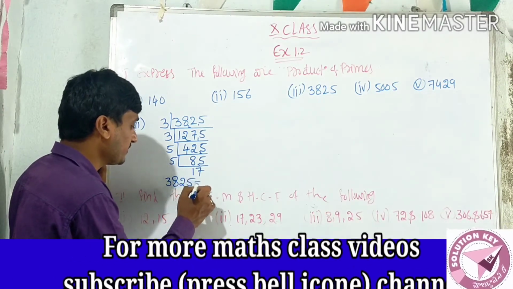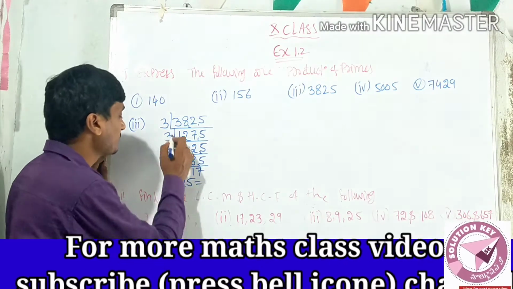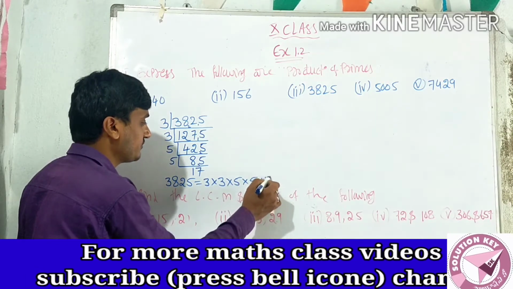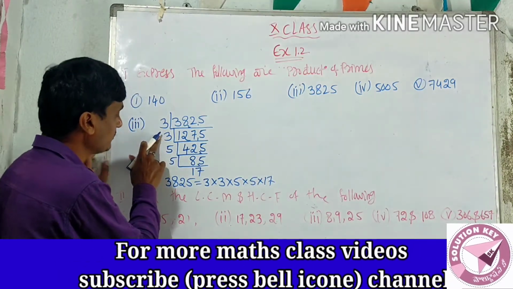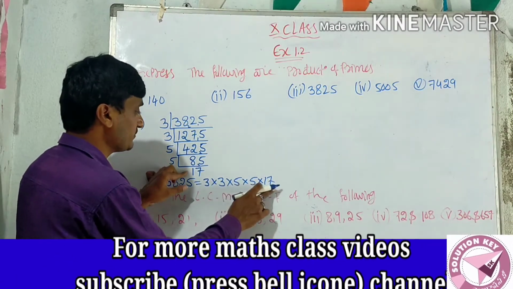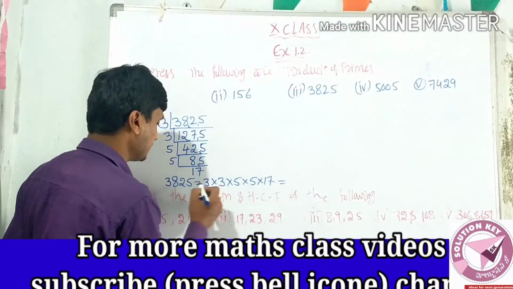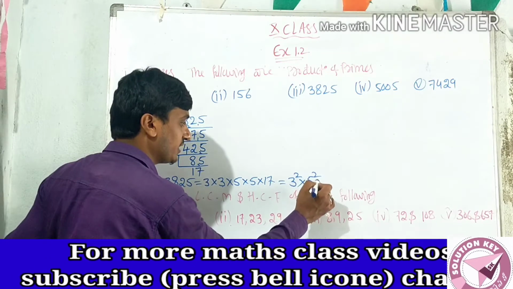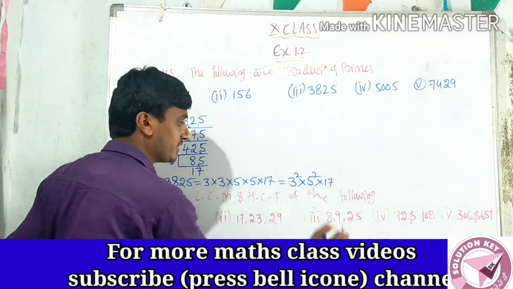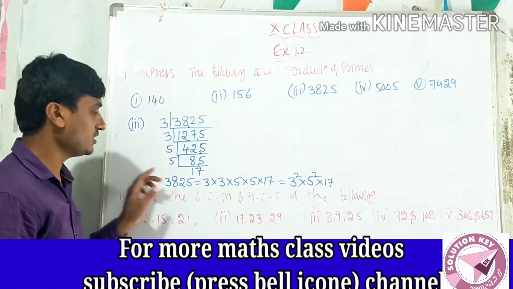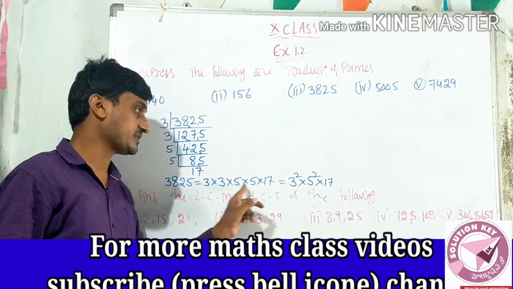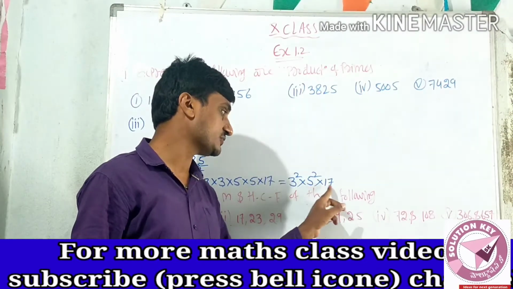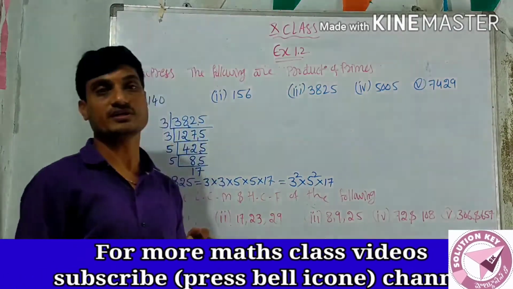3825 can be written as a product of primes: 3 into 3 into 5 into 5 into 17. Simply you can write it as 2 3s are there, which means 3 square, and 2 5s are there, which means 5 square, and only 17 is there. Then I am writing 17. That is the process by which a composite number can be expressed as a product of primes, and that factorization is unique.